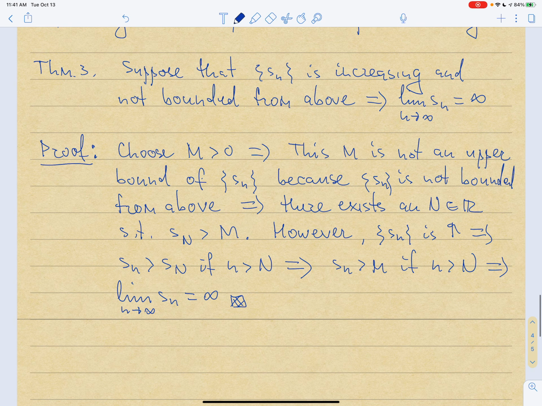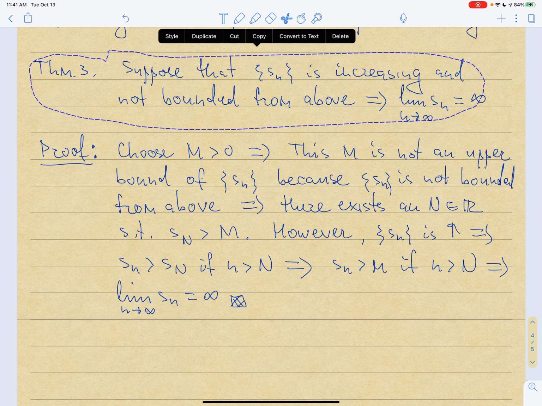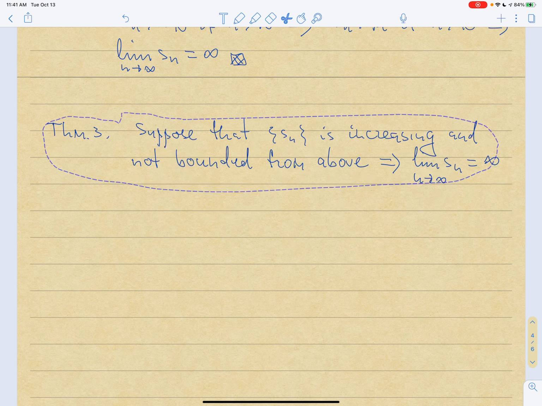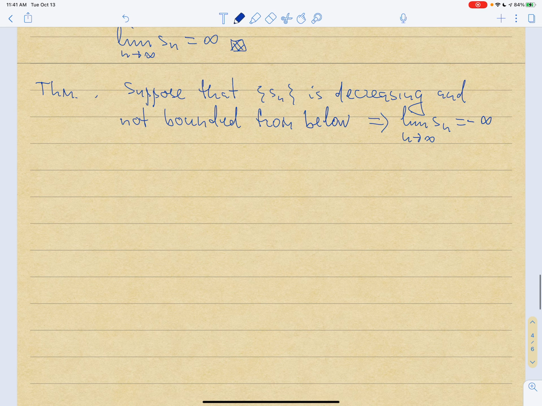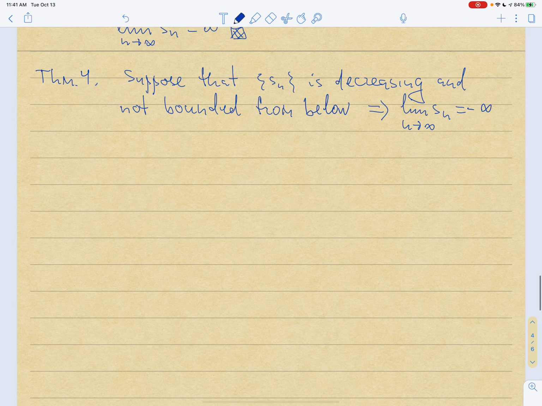What's a symmetric statement to this one again? Let's make it theorem 4. So now let's suppose we have a sequence which is decreasing and not bounded from below. What should be true about that sequence? Its limit must be minus infinity. The proof again is going to be a mirror image of the proof that I just did. So that would be theorem number 4.